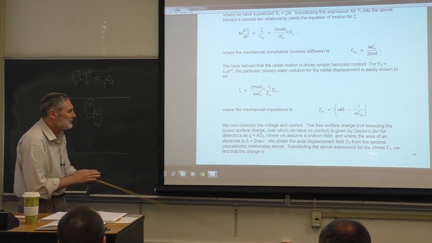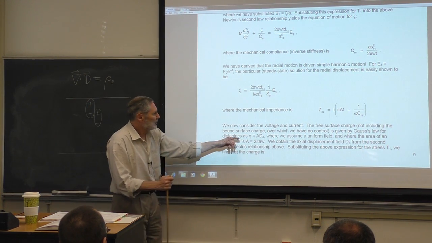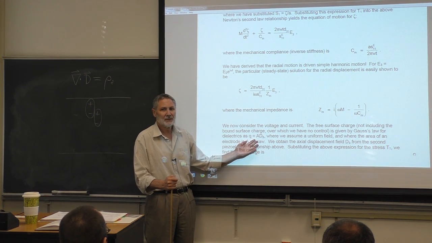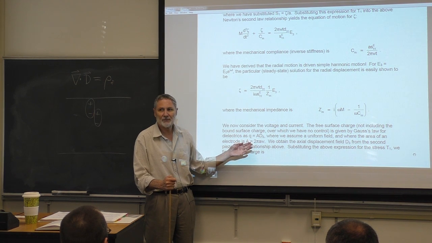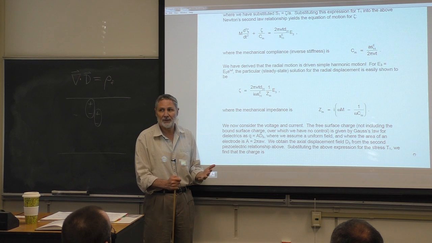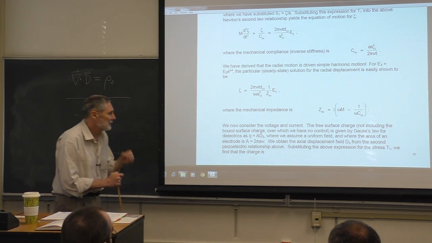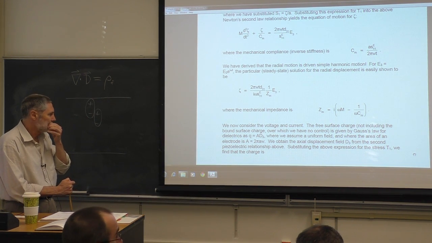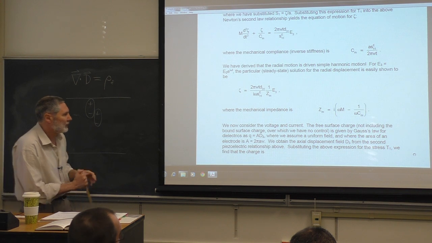And now, why is this important? Well, what's the current? It's dq/dt, which is i omega q. And the current is one of our good variables that we need to deal with.